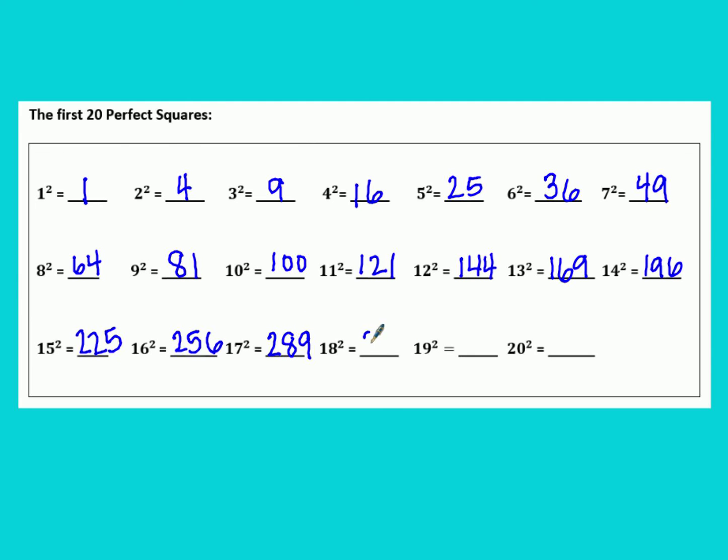18 squared is 18 times 18, which is 324.